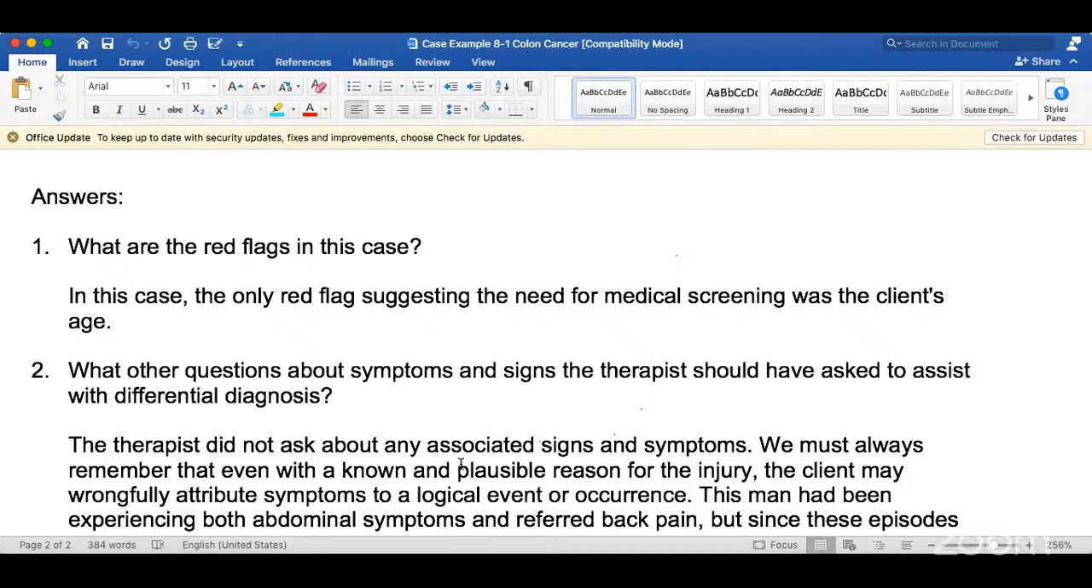Just like you mentioned, sir, I think depending on the condition and the things surrounding the condition, some are red flags in some conditions.